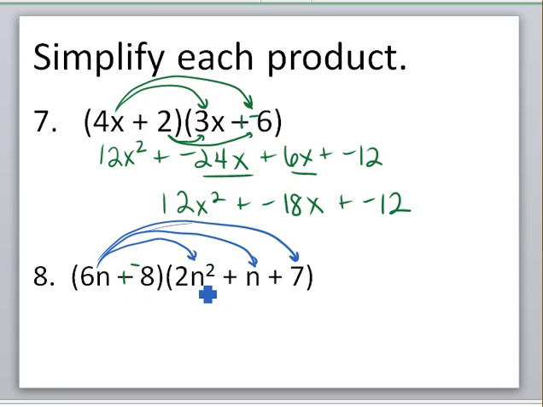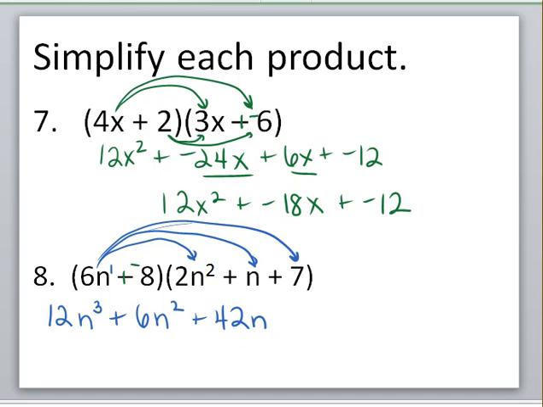So I have 6n times 2n squared. That would be 12. This is n to the first, so I end up getting n to the third. Plus 6 times 1, which is 6. N to the first times n to the first is n to the second. Then I have 6n times 7, which is 42n.